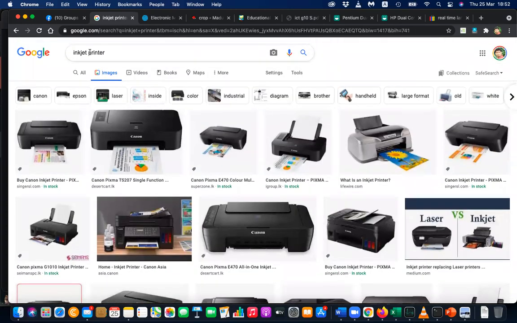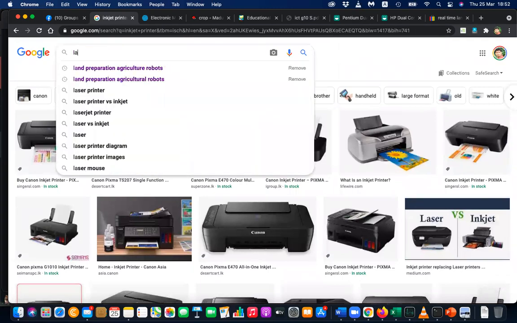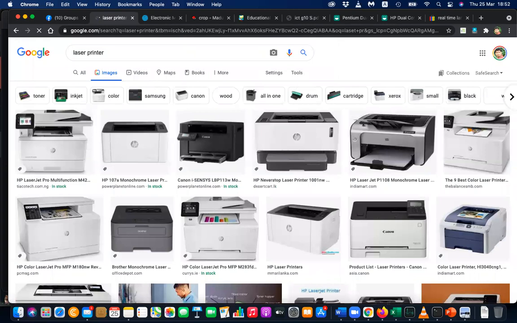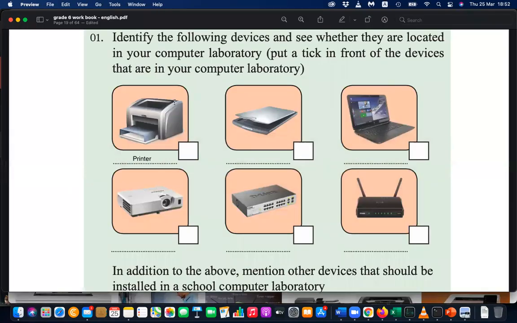But laser jet. I have an ink tank printer. Ink tank printer, okay. And a laser printer. A laser printer is something like this. So the shape here looks like a laser printer. Anyway, what is the next one? I have an inkjet printer and a laser printer. You have inkjet and laser, okay.